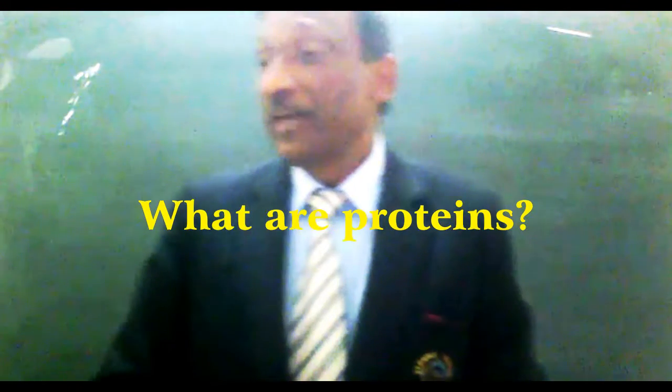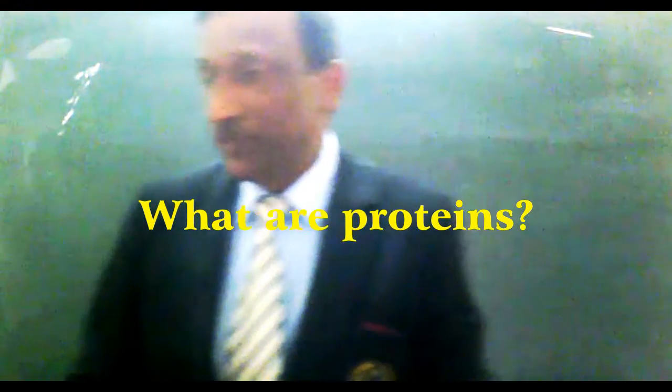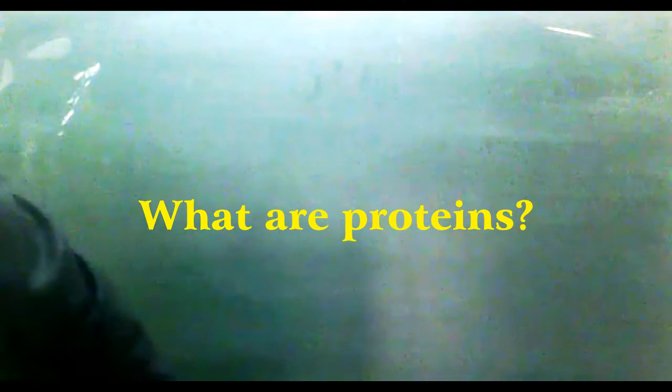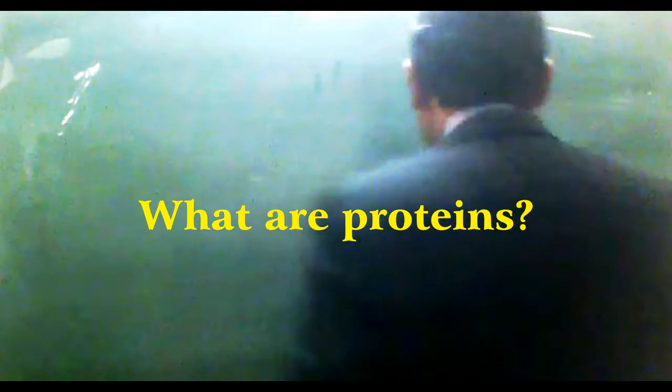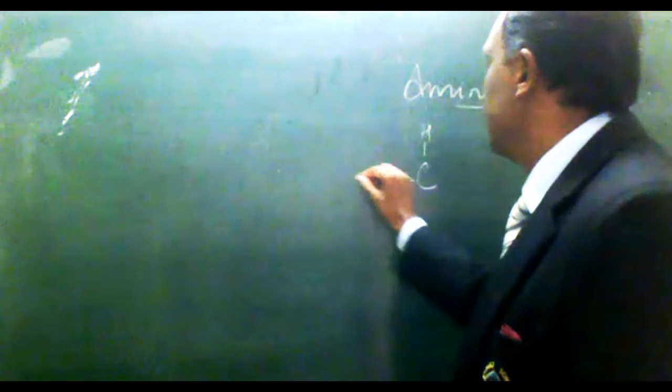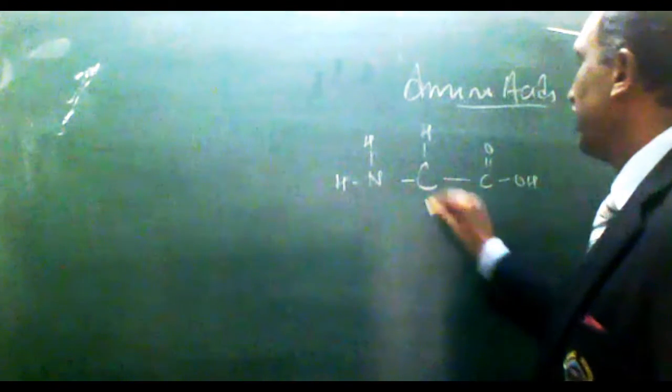Okay, so we are to study proteins. Proteins are the polymers of amino acids, and we already studied about amino acids. What are amino acids? Amino acids are the molecules in which there is one central carbon, there is an H, there is NH2, that is the amino group here, and this side COOH, the acidic group.